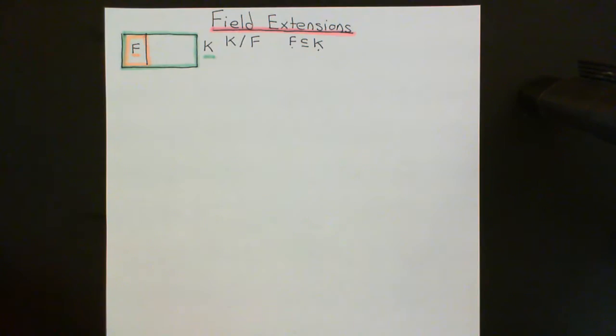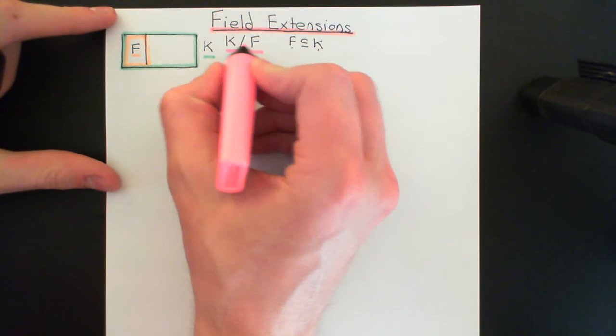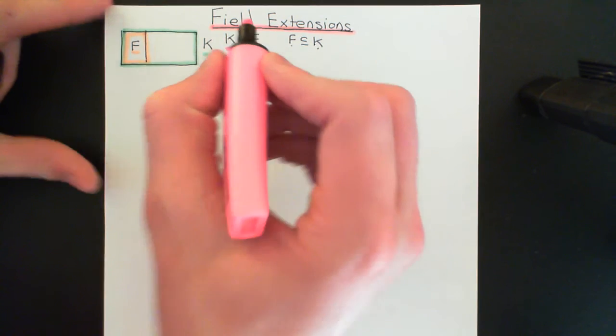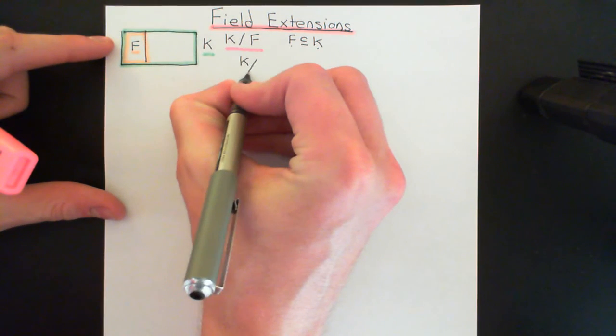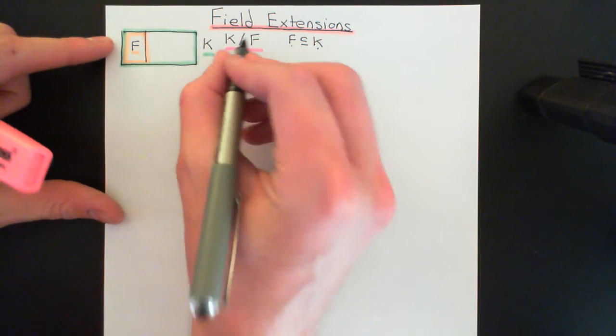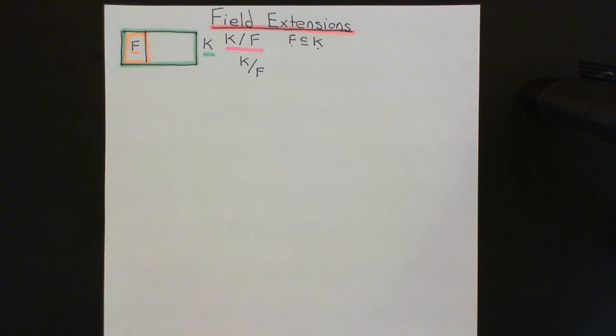So do not confuse this notation with quotient ring. Okay, this does not mean perform the quotient of K by F. Okay, if I wanted to write quotient ring, I'd do it more like this. Okay, more on an angle like that, whereas this is all horizontal in this way. Okay, so do not confuse this notation with meaning quotient ring. It means K is a field extension of F.